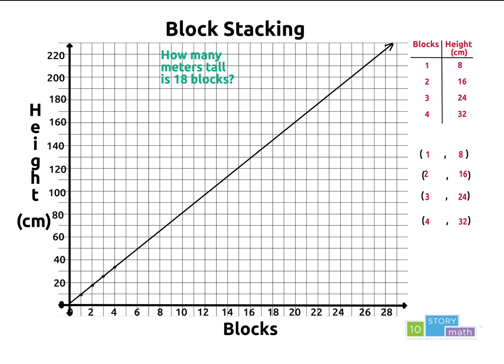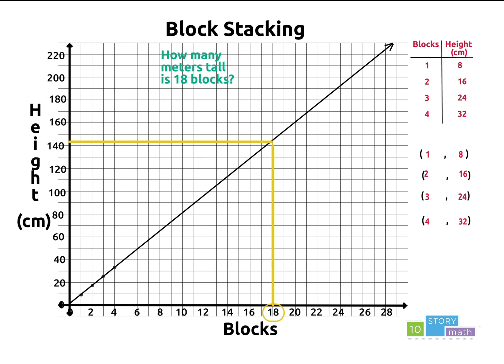Let's take a look at that second question. How many meters tall is 18 blocks? Let's start by finding 18 along the x-axis and following it up until it intersects the line. Now we can follow it across until it intersects along the y-axis. It looks like 18 blocks is just over 140 centimeters. In this case, the graph doesn't tell us an exact answer, but it can really help us estimate. To find the exact answer, we should do some computation.